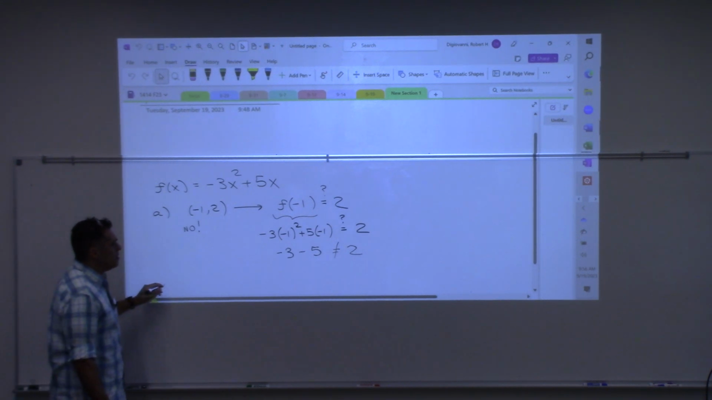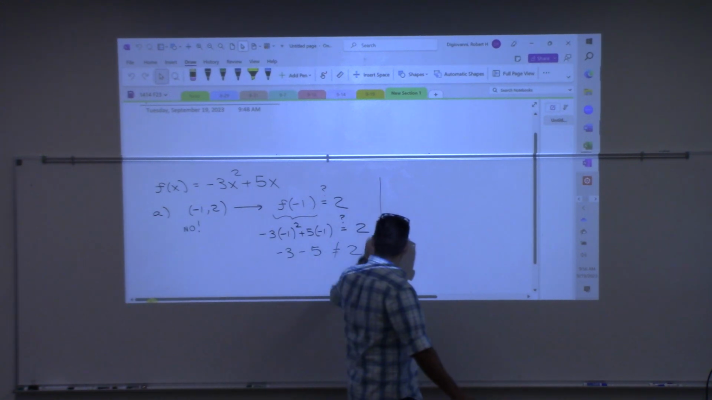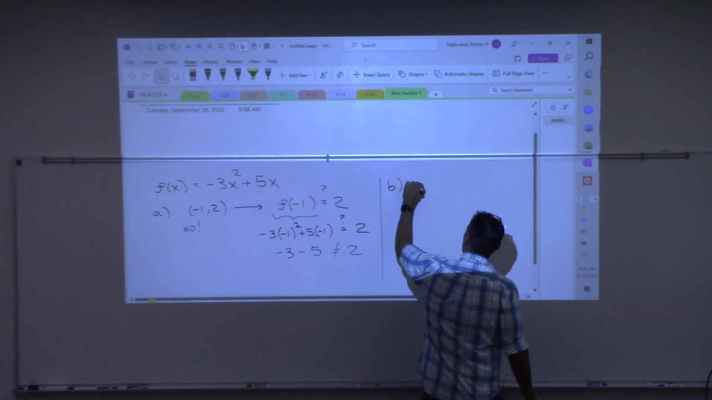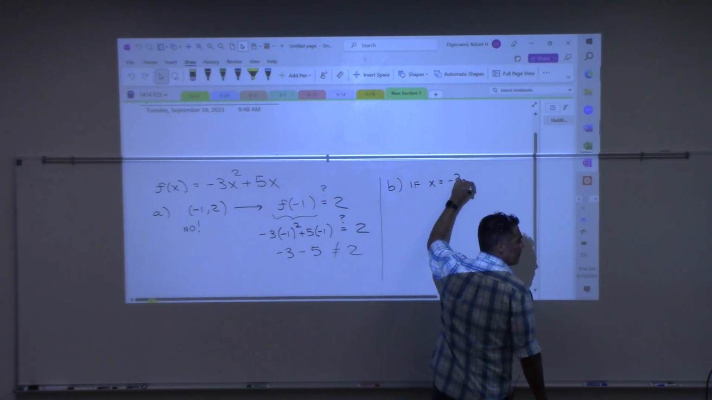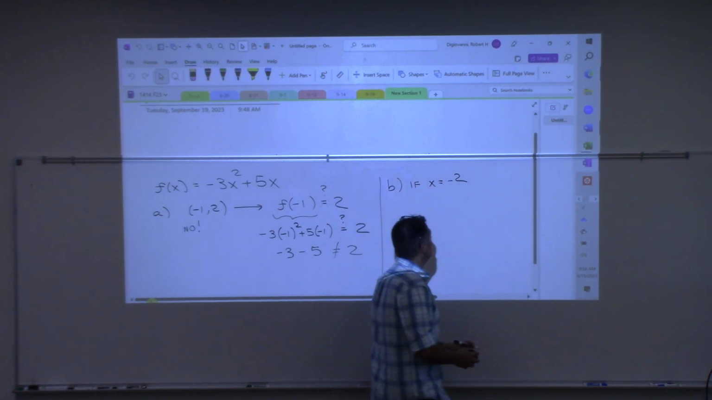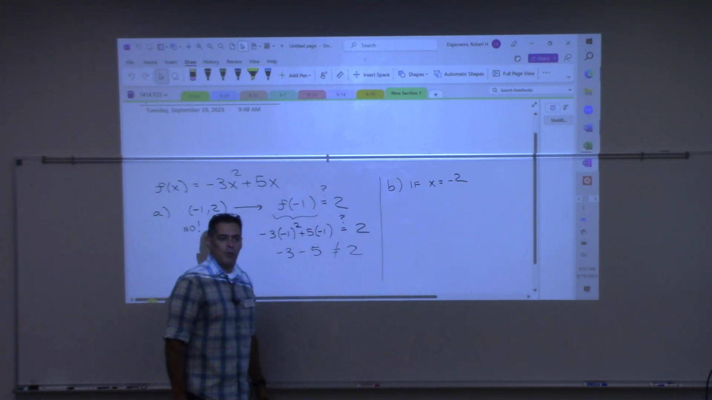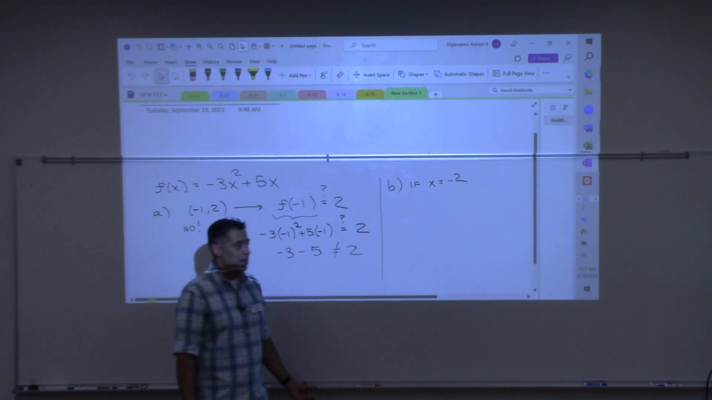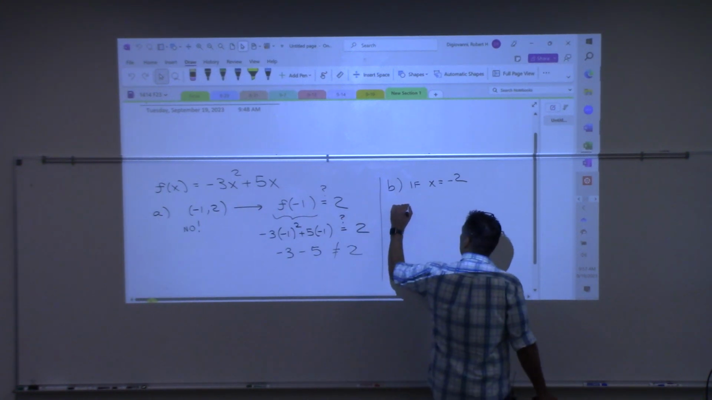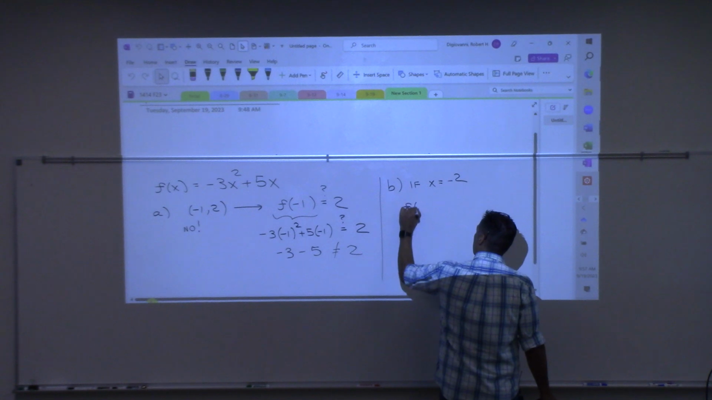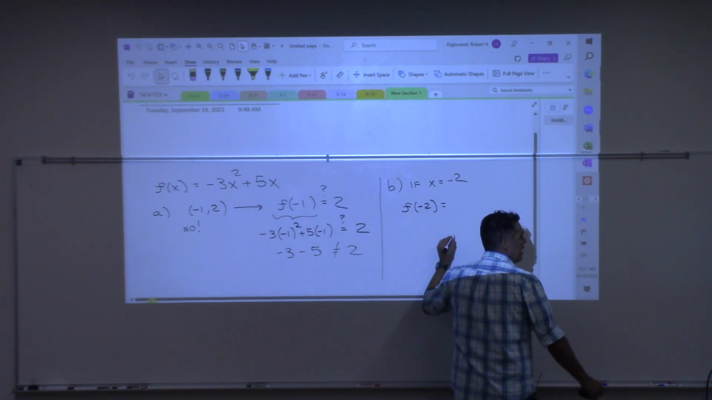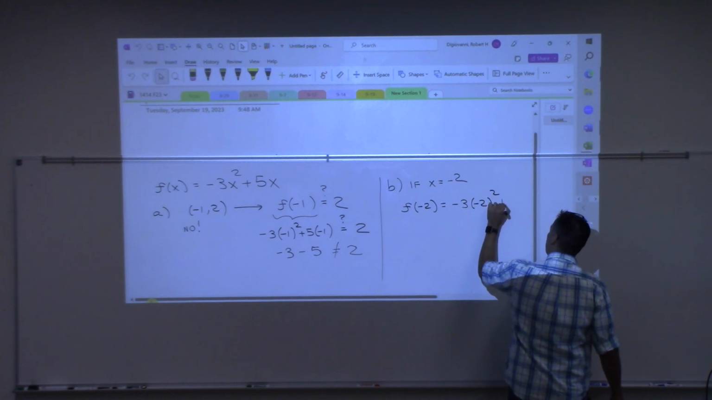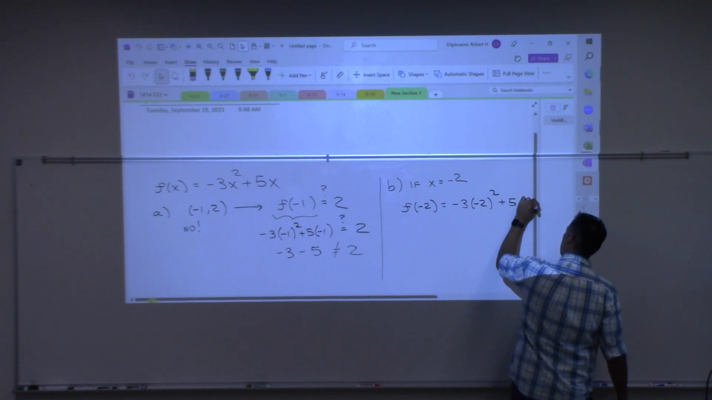All right, part B says, if x is negative 2, what is f of x? So what are they saying to do here? Plug negative 2 into the function, right? That's it. So we're going to find f of negative 2. That means you plug negative 2 into this. Negative 3 times negative 2 squared plus 5 times negative 2.